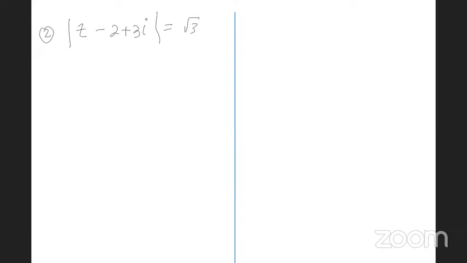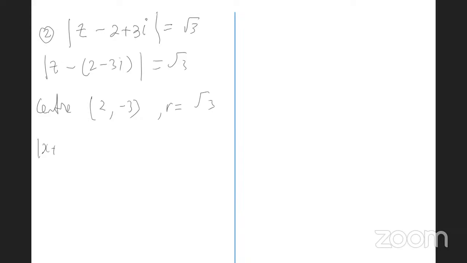Yeah, you all got it? All right, nice job, Kilon. Right, so the short version, z minus 2 minus 3i is equal to root 3. So right here, you will see the center, 2 minus 3, radius root 3. That's it. Okay, if you do the long way, anybody do the long way?